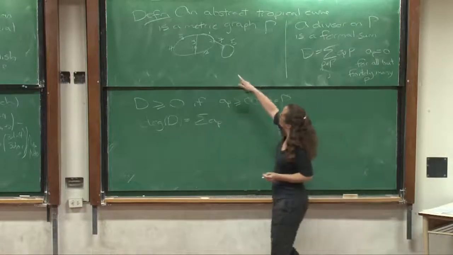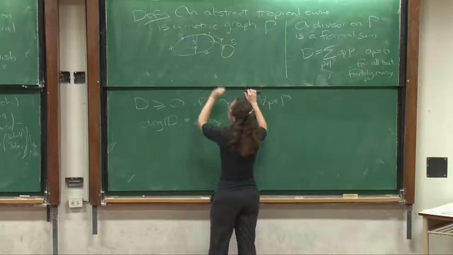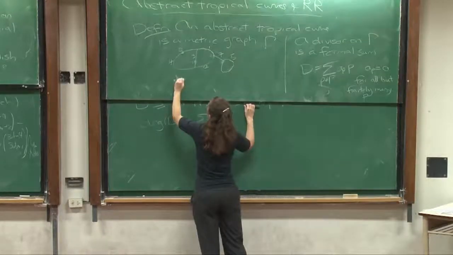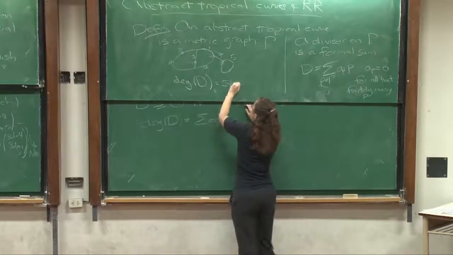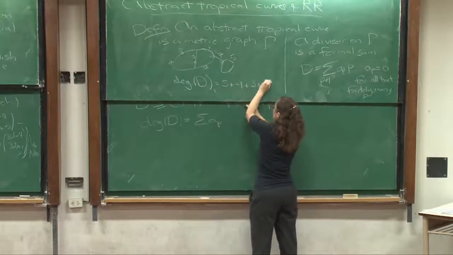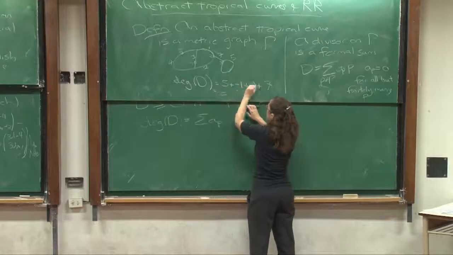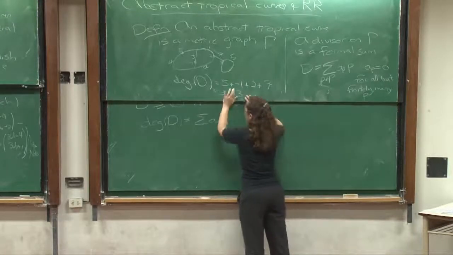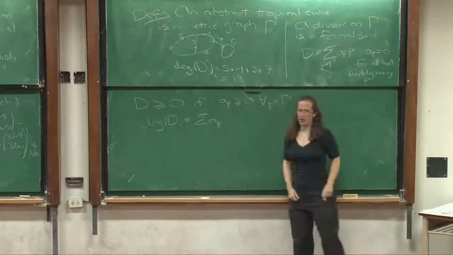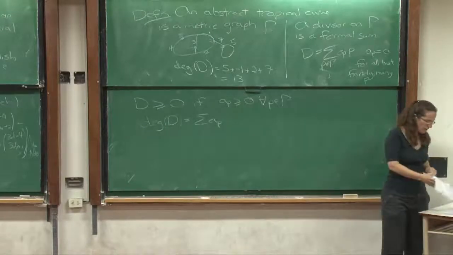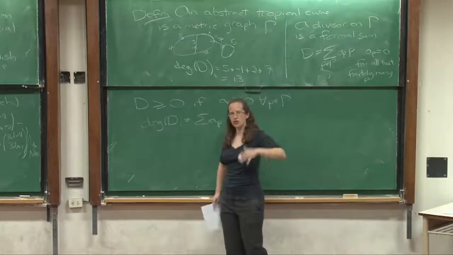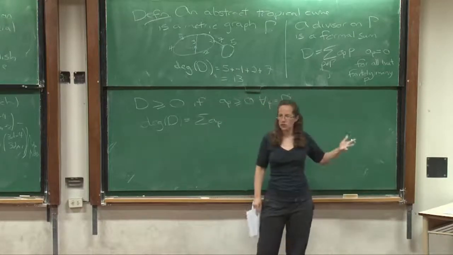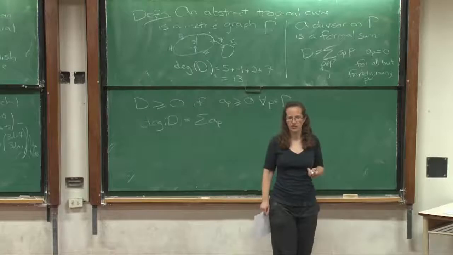Okay, so the degree of whatever I wrote down here is, so this is not effective, and the degree of D is 5 plus minus 1 plus 2 plus 7 is whatever that is, 4, 6, 30. Okay. So if we're going to talk about divisors, we need a notion of linear equivalence. Okay. Linear equivalence, we should start with a rational function and take its divisor.